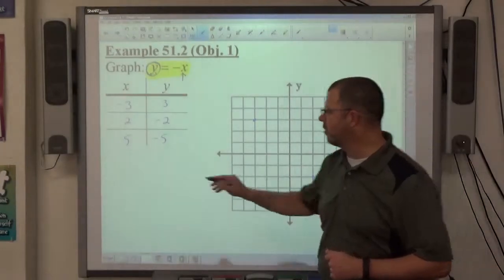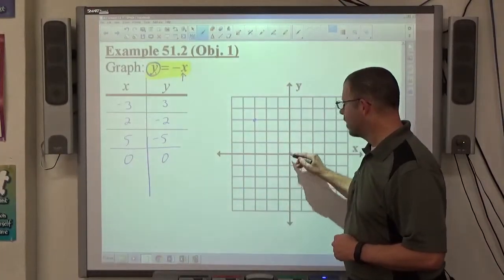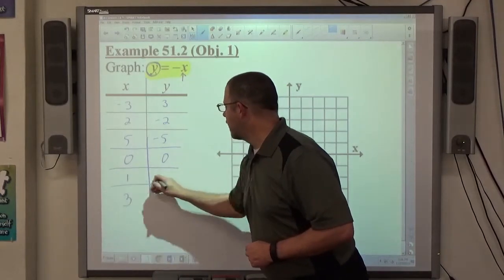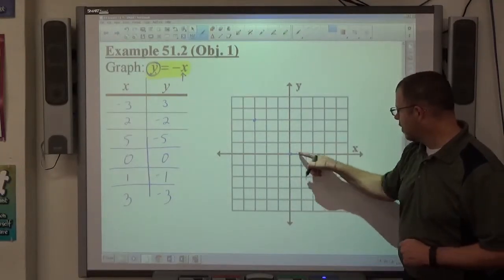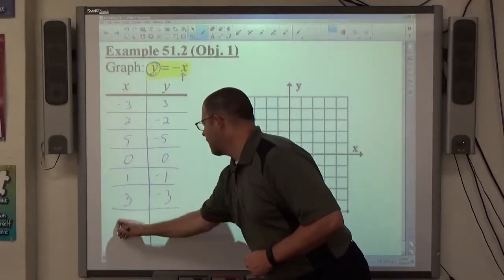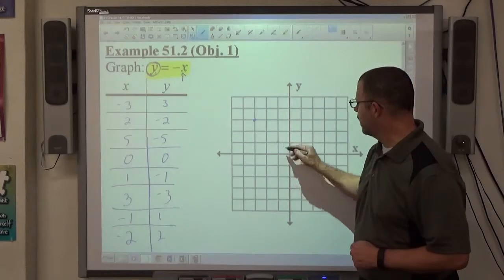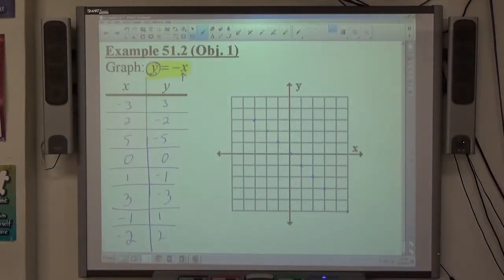And again, maybe some of you picked 0. The opposite of 0 is 0. That point. You did what? 1, 2, 3. 1, 2, 3. So let's go with 1 and 3. Negative 1, negative 3. So 1, negative 1. 3, negative 3. If we went with negative 1 and negative 2, change the signs. 1, 2. So negative 1, 1. Negative 2, 2. Notice no matter what point you're picking, they're all ending up on the same line because that's what the line is.